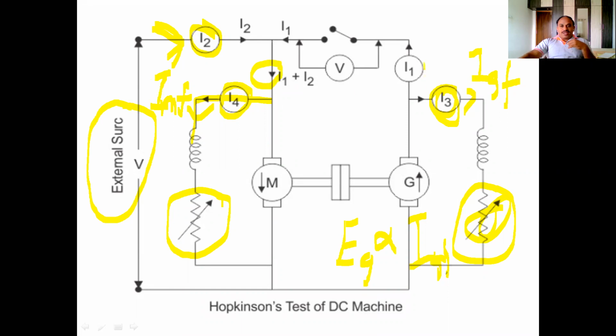Next, this is the total current. Here I1 is the current delivered by the generator. I2 is the current taken from the external source. So I1 plus I2 is the current taken by the motor. I1 is this ammeter reading, and I2 is this ammeter reading.